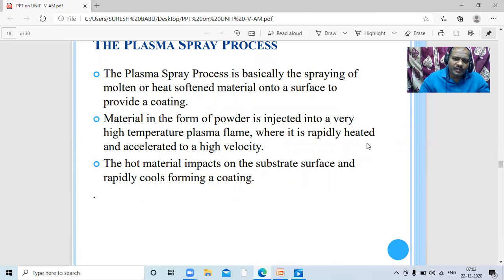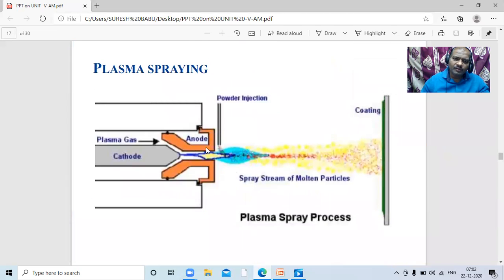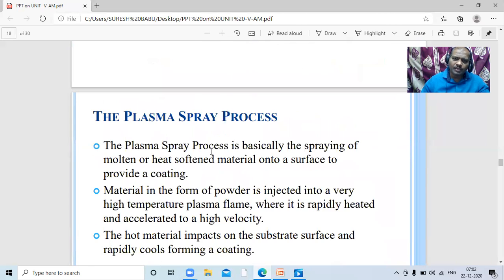Material in the form of powder is injected into a very high temperature plasma flame, where it is rapidly heated and accelerated to a high velocity. So how is material in the form of powder injected into a very high temperature plasma flame? How are we going to introduce it? Plasma is almost a liquid stage that has overcome to gaseous stage. Here, if you observe, high temperature is going to be created. At that point of time, we are going to have the powder.